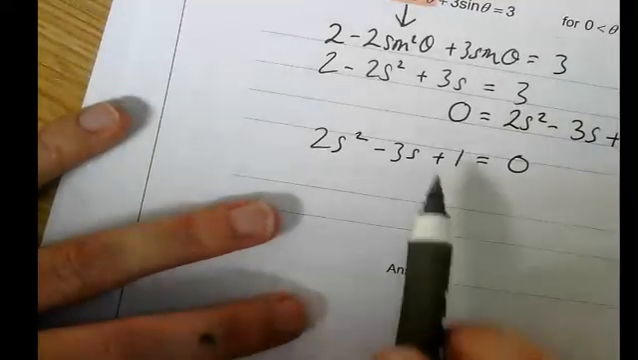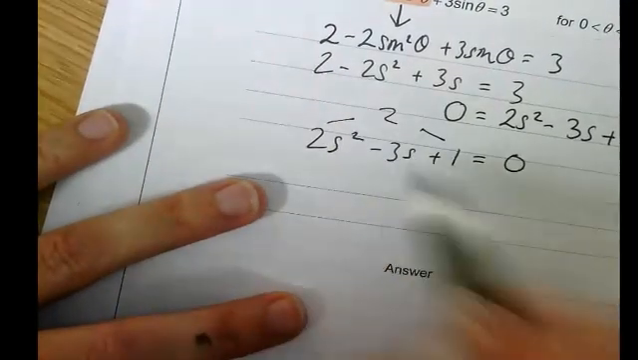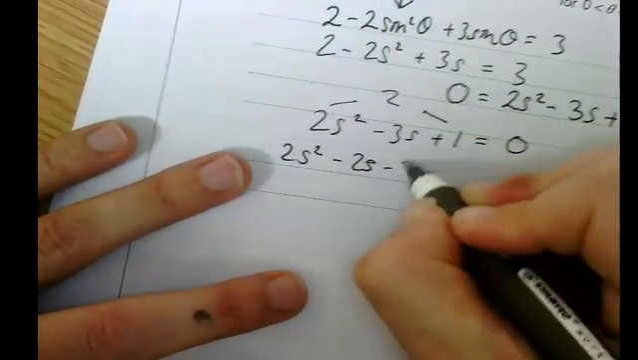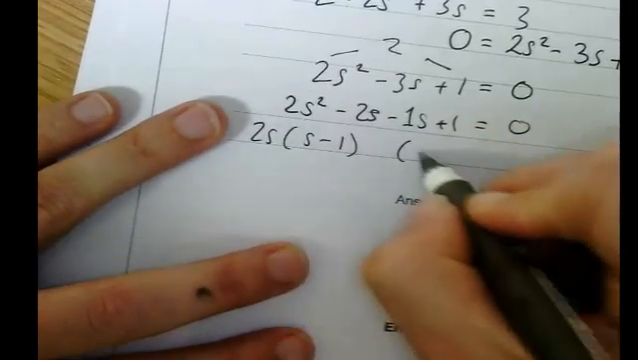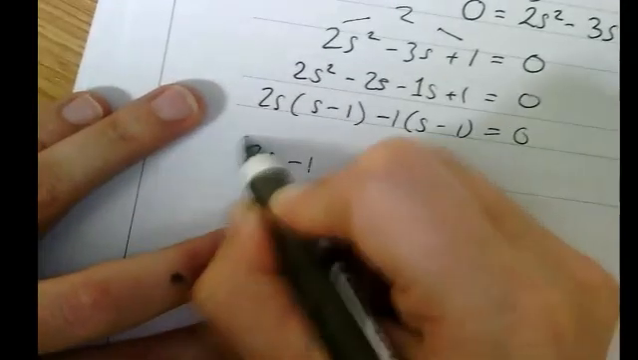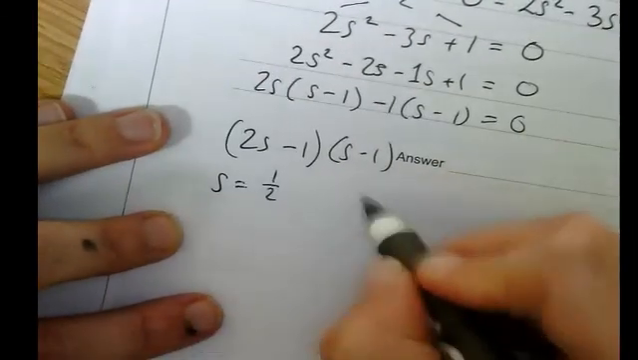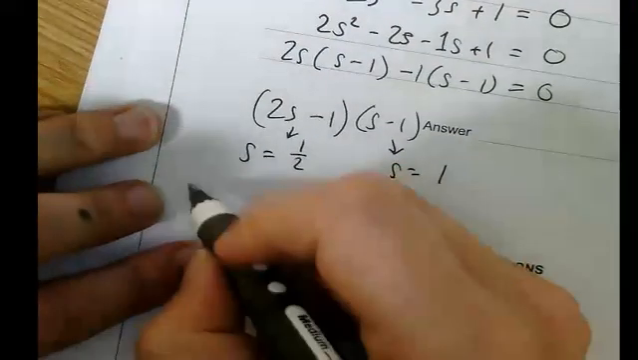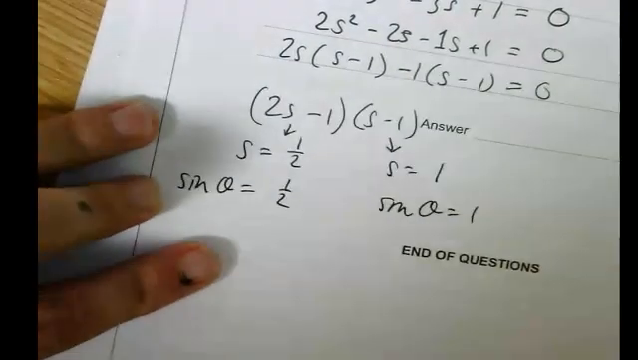Now I can see I've got a quadratic, and I'm going to see if I can factorise. I'm looking for 2 numbers that multiply to give 2 and add to give -3, so -2 and -1. So 2 sine squared minus 2 sine minus 1 sine plus 1 equals 0. Factorising, 2 sine lots of sine minus 1. I know I need a sine minus 1, so I'm going to need a minus 1 here. So 2 sine minus 1 lots of sine minus 1, which means sine is 1/2 and sine is equal to 1. I'm going to put these s's back as sine thetas. Sine theta is 1/2, sine theta is 1, and solve from here.